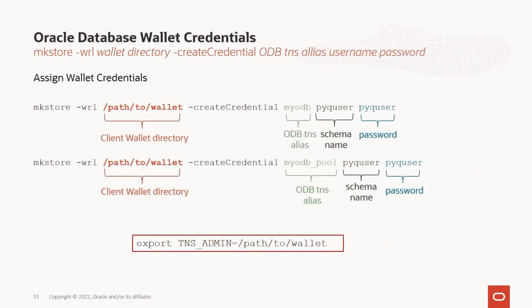For Oracle Database on premises, you can use the same wallet. You will also use mkstore to add your database user and password credentials to the wallet. It's the create credential flag of the mkstore utility that you'll use to add the credential to the wallet. And then, of course, you'll want to export TNS_ADMIN to the path where the wallet resides, so that the TNS alias connection descriptors can be found.